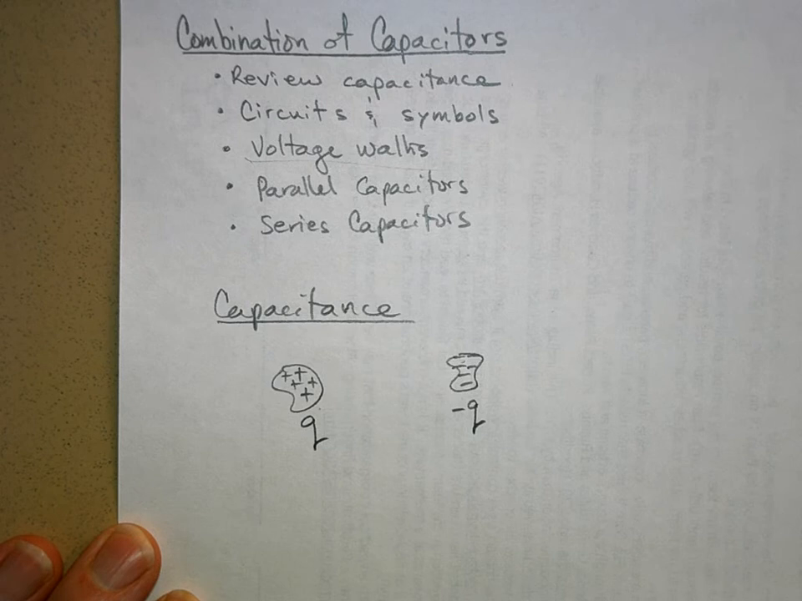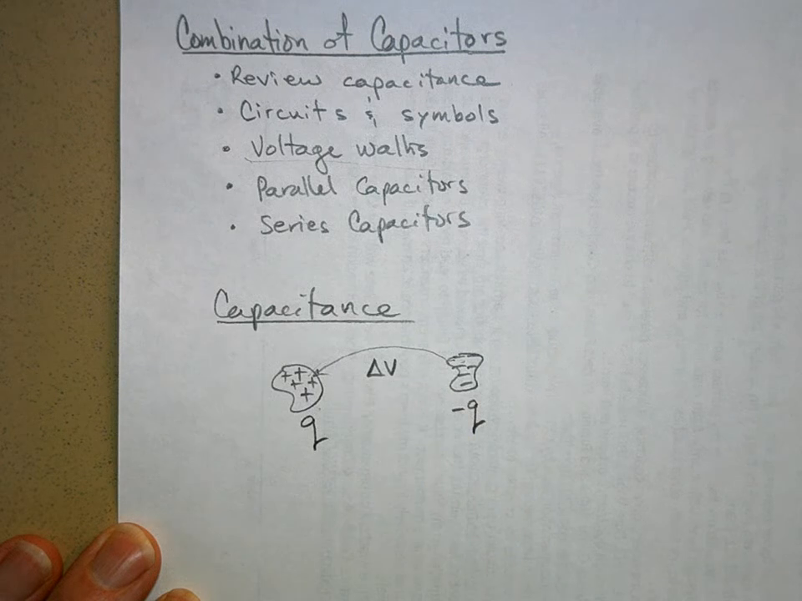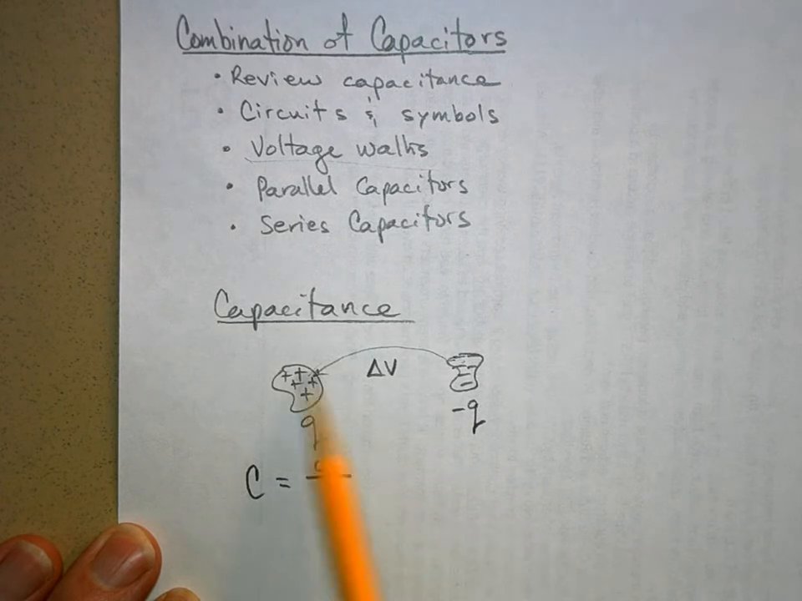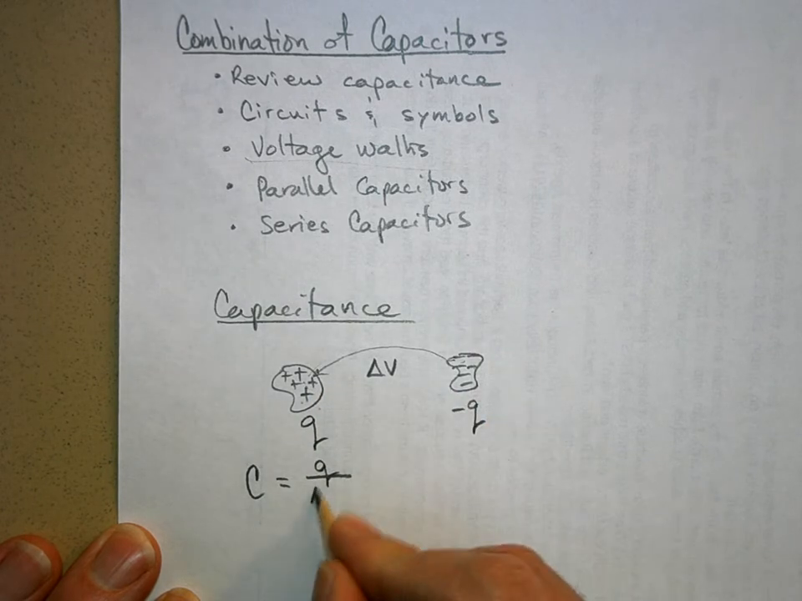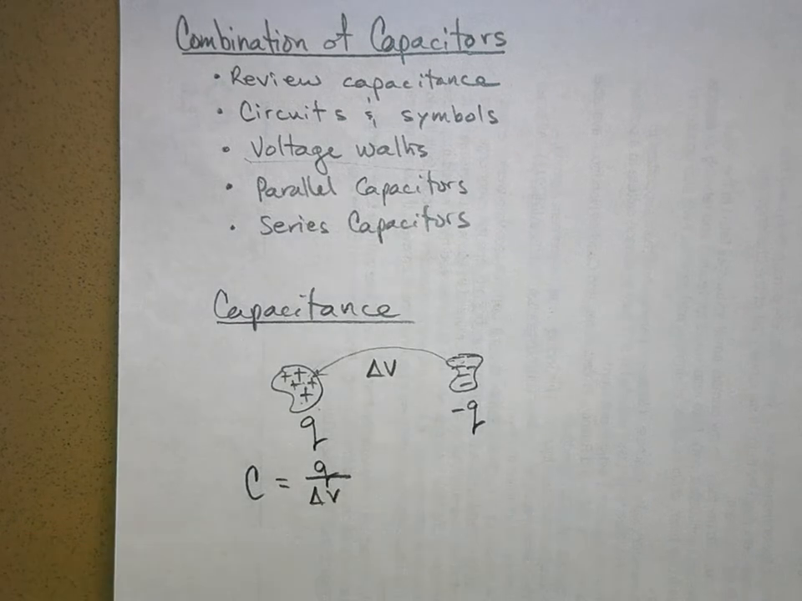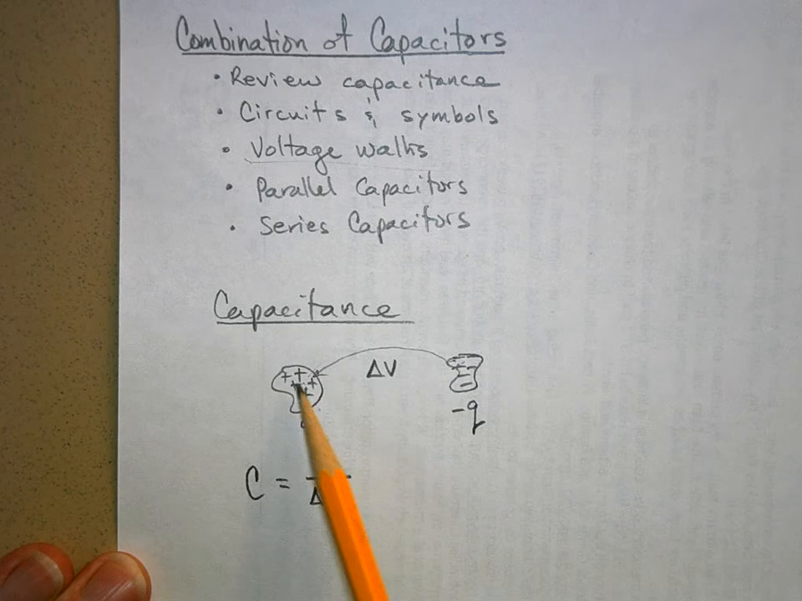Then we measure how much work per unit charge we have to do to move a little test charge from the negative to the positive plate. That's per unit charge, and that's a change in voltage. All we do is say the capacitance, by definition, is the amount of charge on this plate, or on this object, divided by that change in voltage from the negative to the positive plate. A capacitance is always positive, okay?